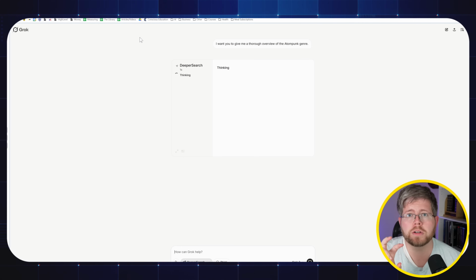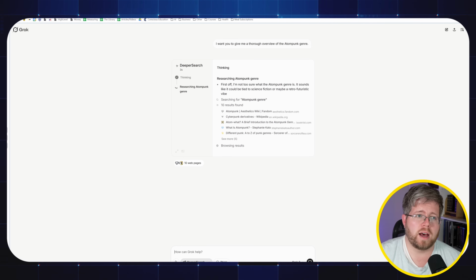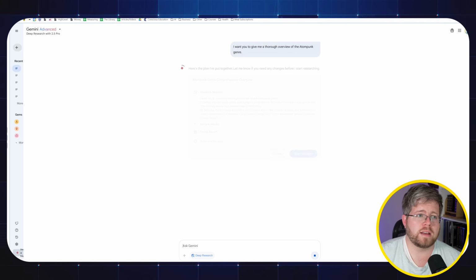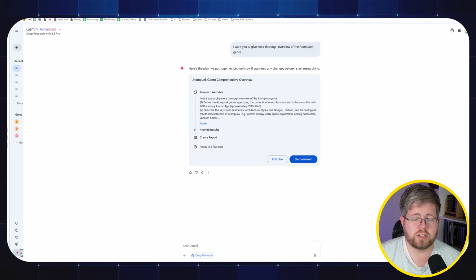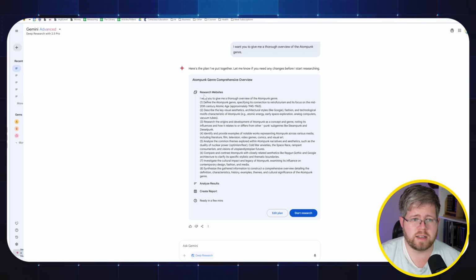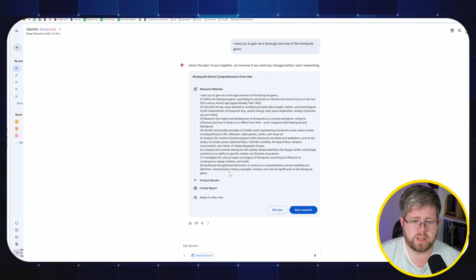Now, there are some quirks to how these work. Perplexity and Grok will just dive right in and get started, but Gemini and ChatGPT have one extra step. So first of all, Gemini will give us a list of websites that it's going to go through and give you kind of a plan of what it's going to do.